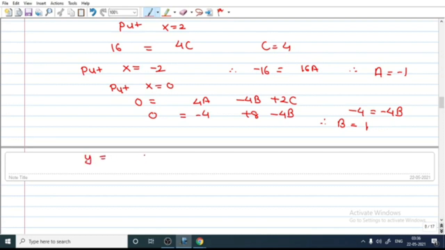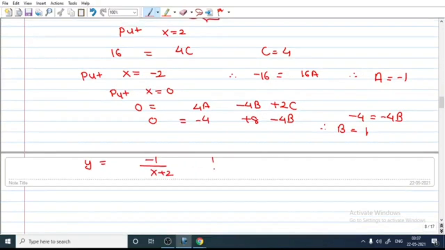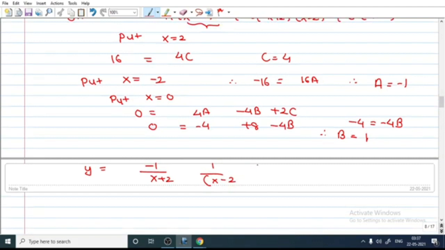Y will be nothing but minus 1 upon x plus 2 plus 1 upon x minus 2, and lastly c upon, which is nothing but 4, so 4 upon x minus 2 the whole square.